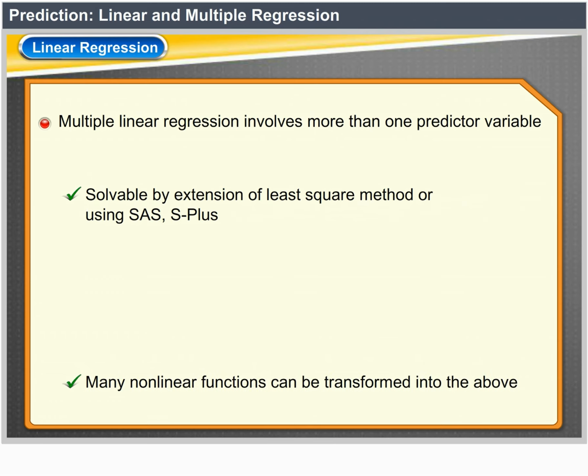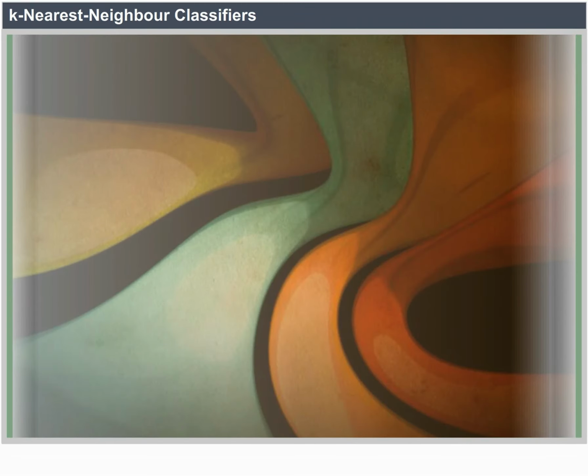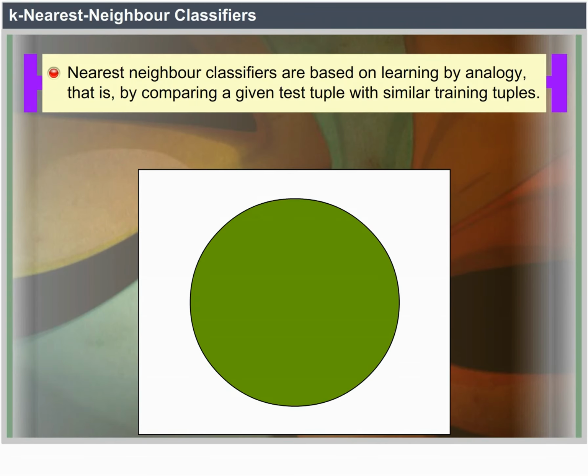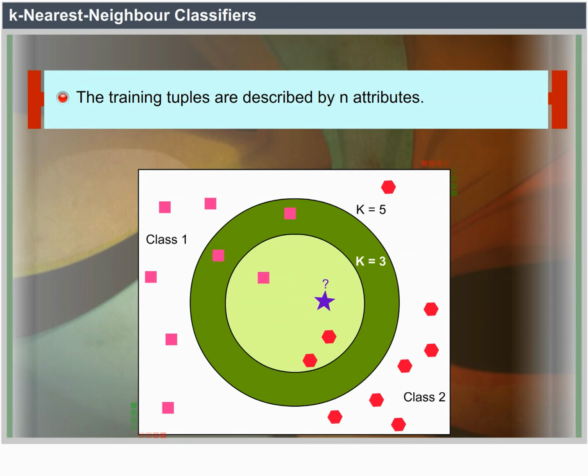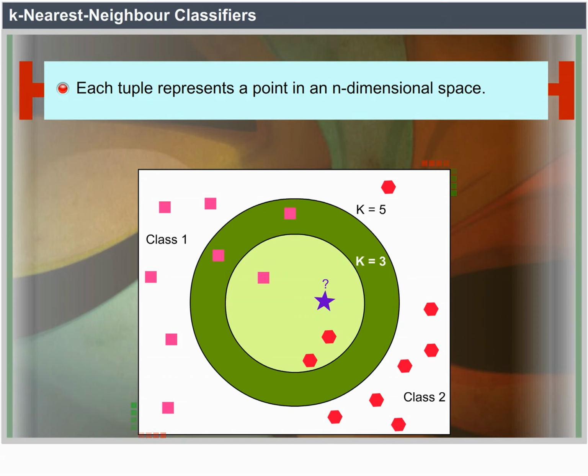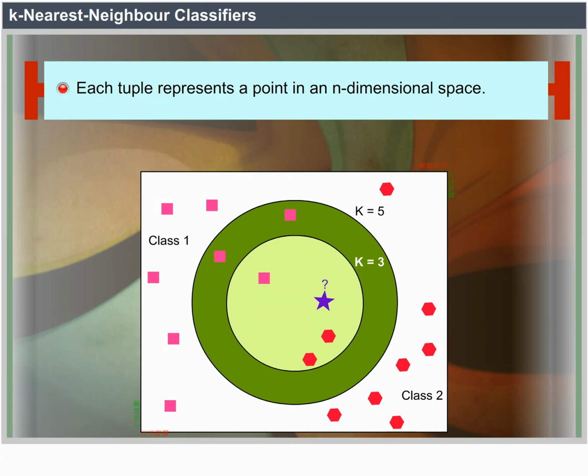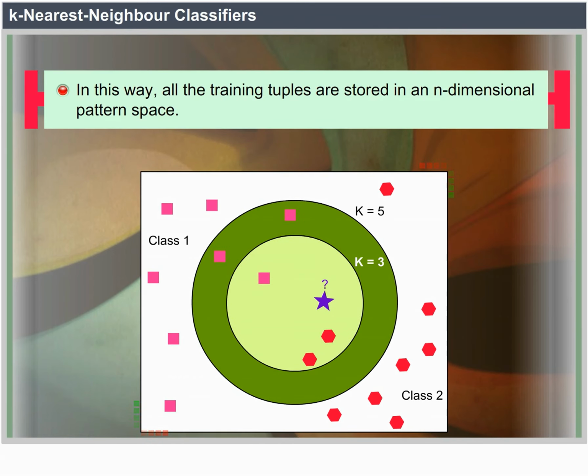K nearest neighbor classifiers. Nearest neighbor classifiers are based on learning by analogy, that is, by comparing a given test tuple with training tuples that are similar to it. The training tuples are described by n attributes. Each tuple represents a point in an n-dimensional space. In this way, all the training tuples are stored in an n-dimensional pattern space.